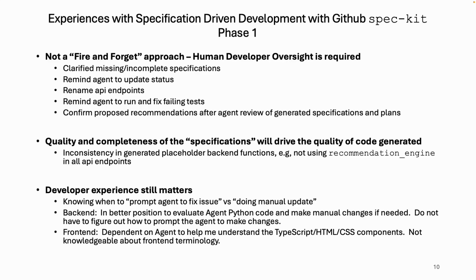Third, developer experience still matters. I needed to know when to let the agent fix issues versus when to intervene manually. Backend evaluation of the agent-generated Python code was straightforward because of my experience with Python. However, I was more dependent on the agent for front-end work because of my lack of experience with web UI development with technologies such as TypeScript, HTML, and CSS. I experienced a little bit more difficulty in working with the agent by not knowing the right terminology to describe what needed to be done.